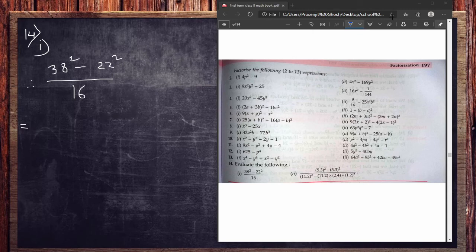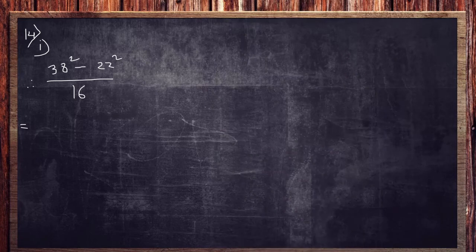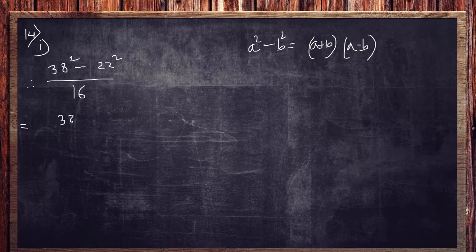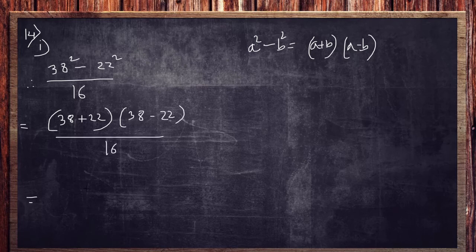What identity should you use over here? Let me hide this one. So you need a square minus b square equal to a plus b, a minus b. That identity we are going to use over here. So the upper portion, that is the numerator, is in this form, so we just have to put it into the identity. So 38 plus 22, as we got over there, divided by 16. So this is what? That is 38 and 22, so it will be 40 and another 20. So 60 is going to come like this.